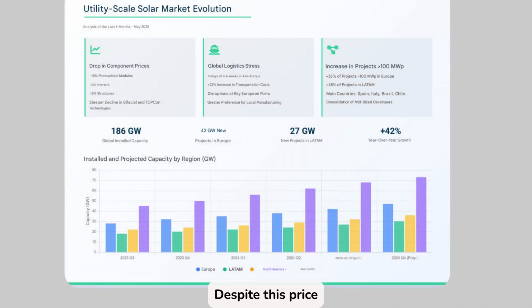Despite this price drop, logistics has put pressure on time and margins. Delays of 4 to 6 weeks have been recorded between Asia and Europe. Transportation costs have increased by 22%, affecting project execution forecasts. European ports are experiencing ongoing disruptions, which has driven a clear trend: local or nearby manufacturing to mitigate risks.